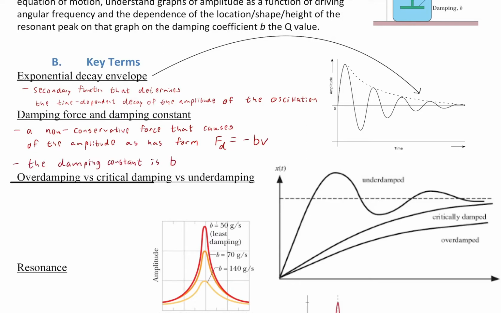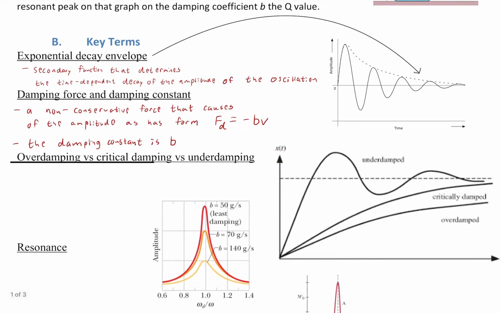The damping constant is b, and it would have the appropriate units to make this a force equation. So if we have over here kilogram meters per second squared, then over here we're going to have kilograms per second times meters per second. So the damping coefficient has units of kilograms per second, mass per time. All right, so that is our decaying oscillation.